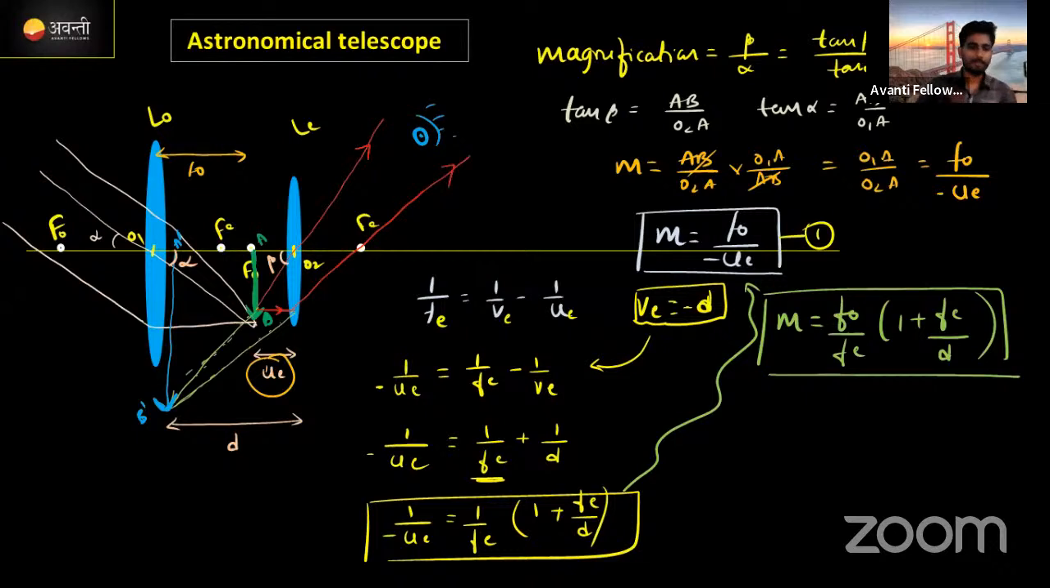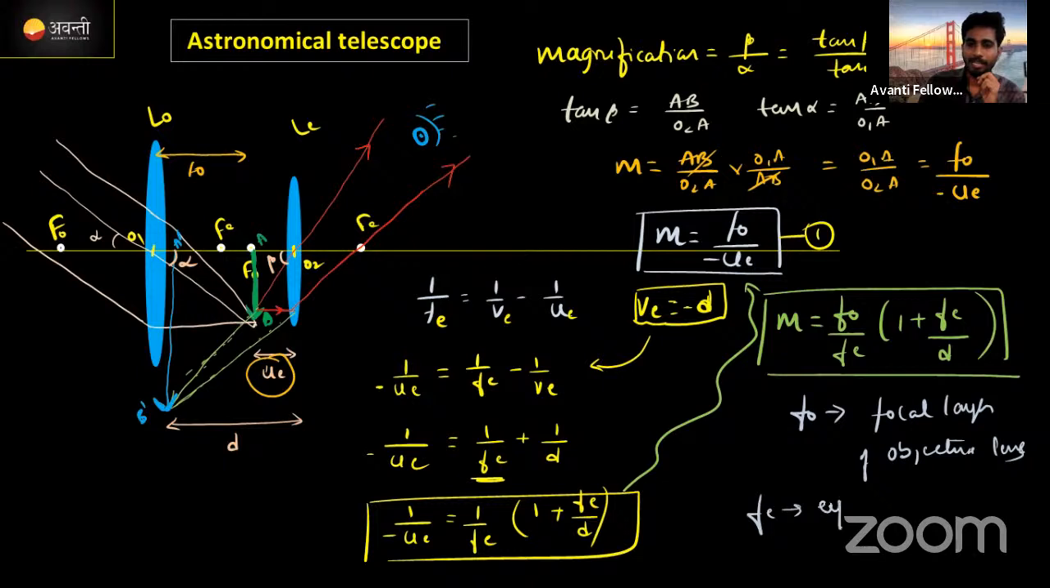Clear? Here f naught refers to the focal length of the objective lens. Fe refers to the focal length of the eye lens. Clear? What does D refer to? It's the least distance of distinct vision of our eye. What is the value of D? 25 centimeters, as I said. Cool. Well and final settled.